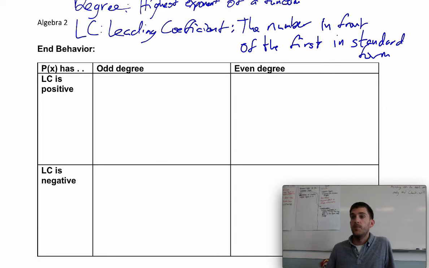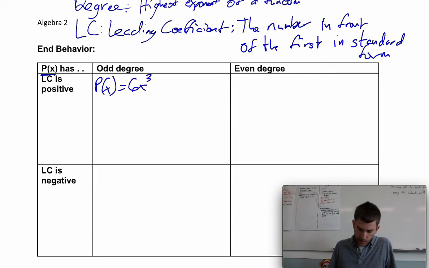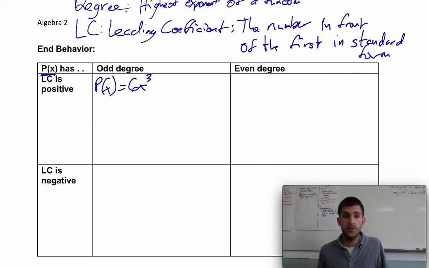So talking about a couple different examples here. We're going to say p of x, that's going to be our generic function. We're going to come up with one that has an odd degree and a positive leading coefficient. So the example I'm going to give is p of x equals 6x to the third. So it's got a positive leading coefficient, in that case, it's that 6. And then an odd degree; again, degree is your highest exponent. This one only has one exponent, so the exponent is 3.